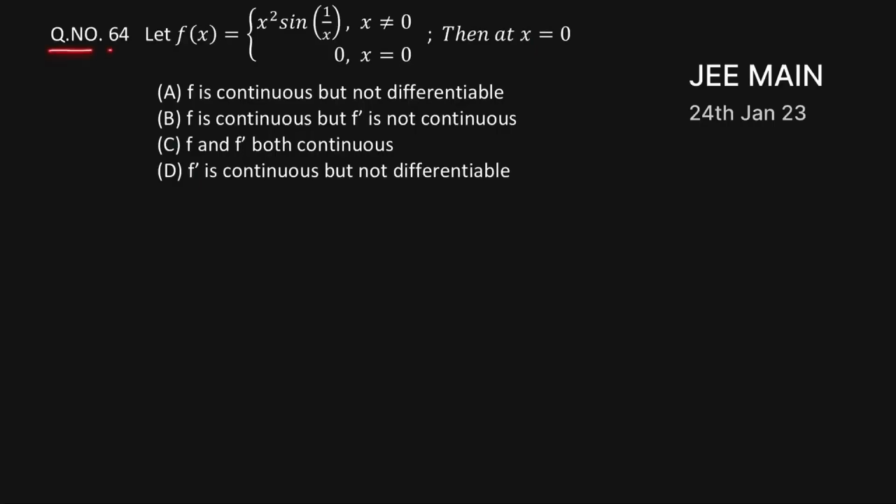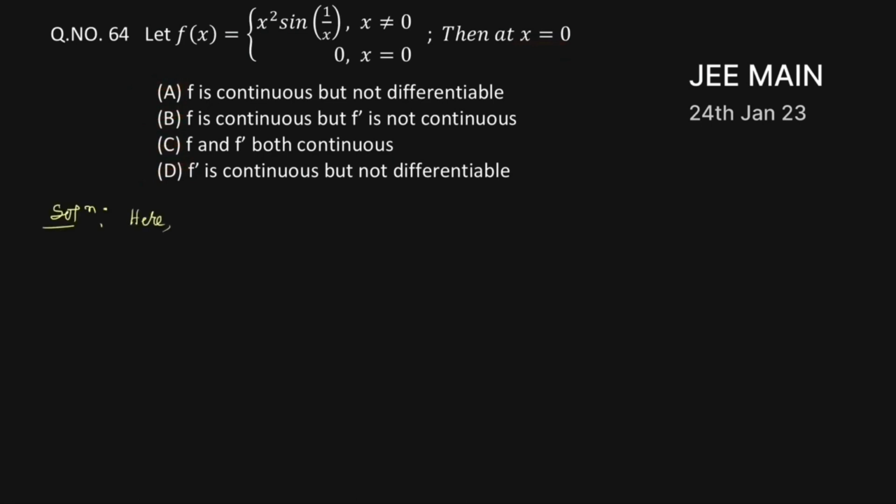Question number 64. F of x is given, which is equal to x square sine 1 by x when x is not equal to 0. F of x equal to 0 when x is equal to 0. We have to check the conditions A, B, C, D, which one is correct at x equal to 0. Let's see the solution of this question.